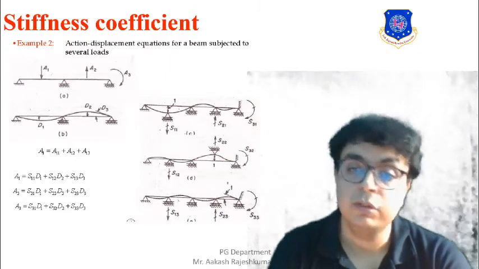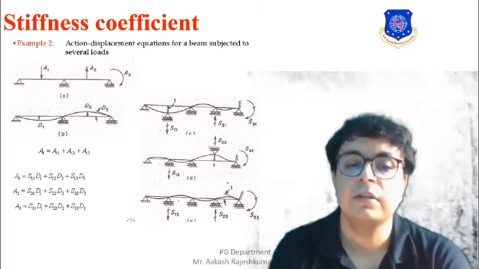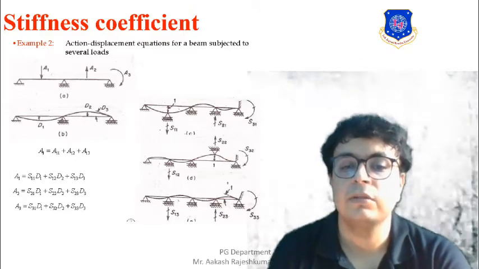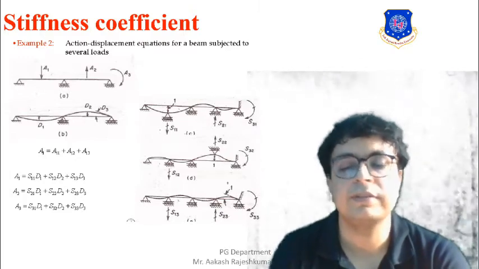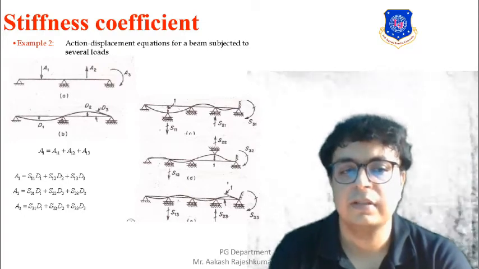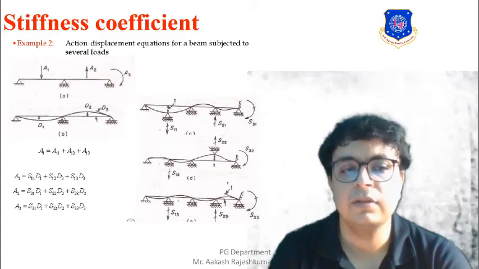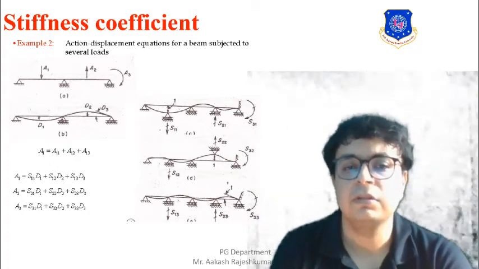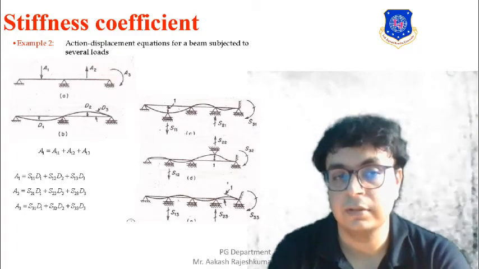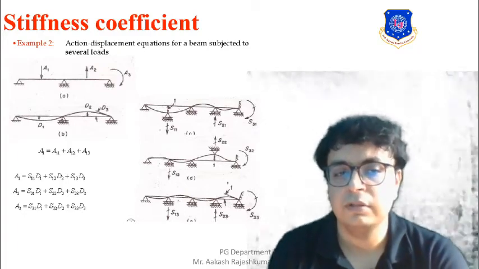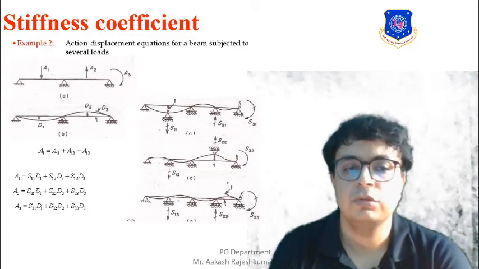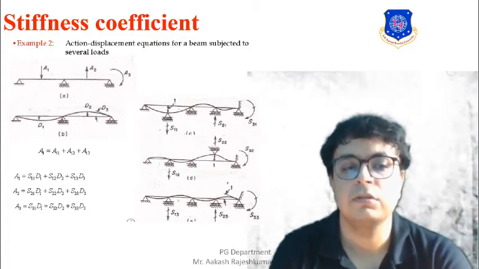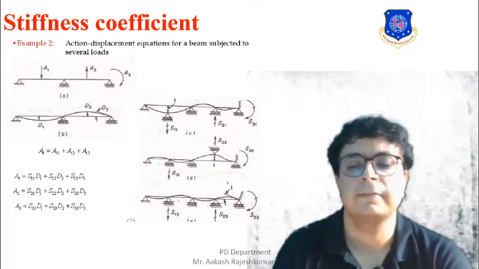Now when we are having only the rotation at joint number 3, then the displacement at A1 will be equal to S13, the displacement at 2 will be equal to S23, and the rotation at 3 will be equal to S33. So ultimately, you can say that A1 is equal to S11 into D1 plus S12 into D2 plus S13 into D3. D1, D2, D3 are nothing but the unknown displacements. A2 will be equal to S21 into D1 plus S22 into D2 plus S23 into D3. A3 will be equal to S31 into D1 plus S32 into D2 plus S33 into D3.